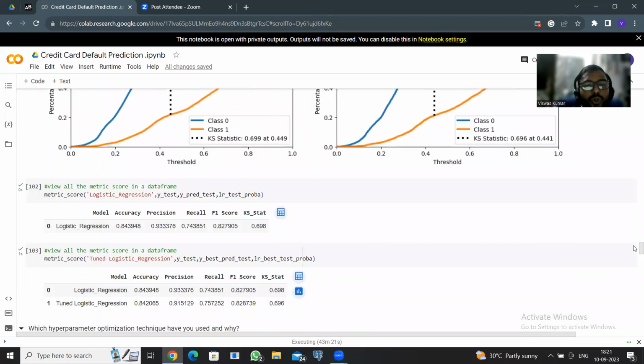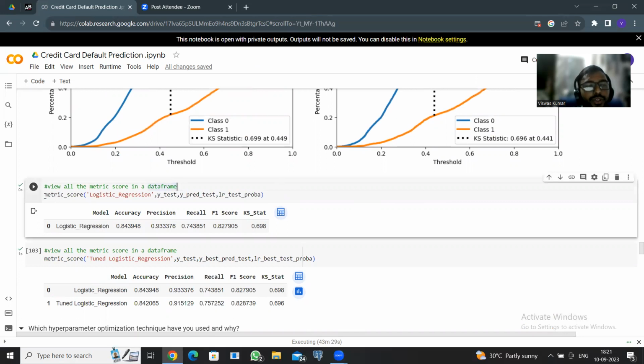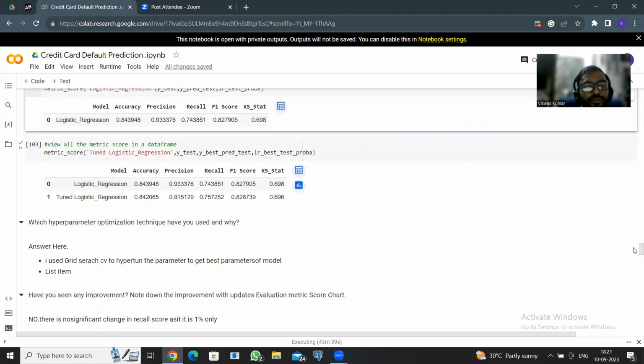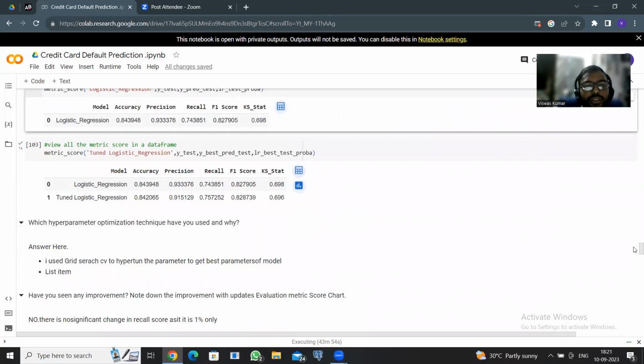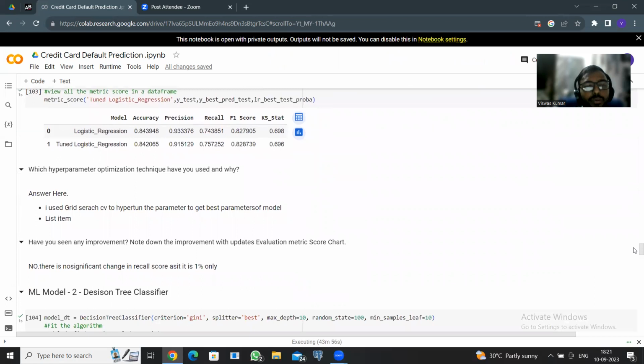I'm writing the code to store each score of our model in a data frame. This is the definition of the function metric score, which is used to store our model scores in a data frame. We can see that after tuning, recall has an improvement of 0.1. The accuracy is the same, and the KS statistic score is also pretty much the same. So there is a slight improvement from the hyperparameter tuning.